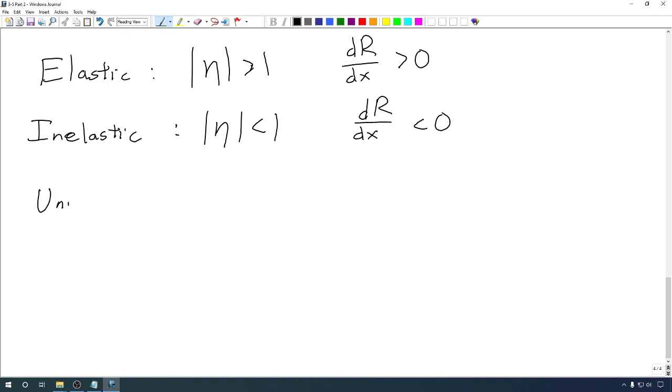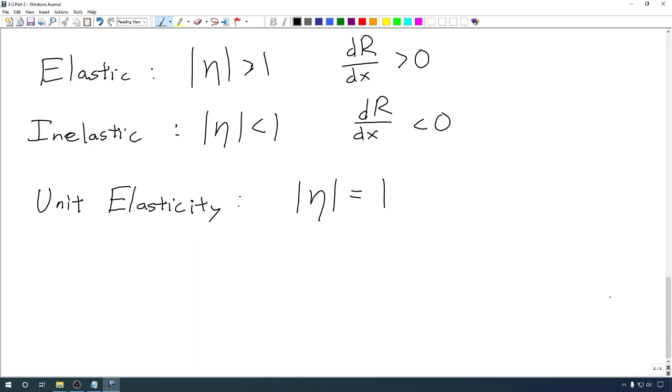And then the edge case here, when the absolute value of eta is strictly equal to 1, we just say we have unit elasticity. The unit elasticity here plays more of a role like critical points. It's not really a state that you stay in very much, but it is a boundary between these two situations, and that's why we care about it.